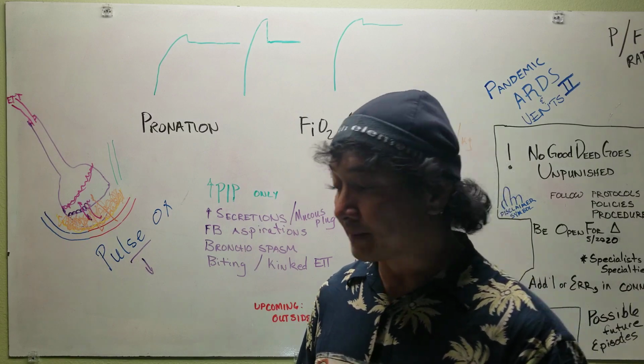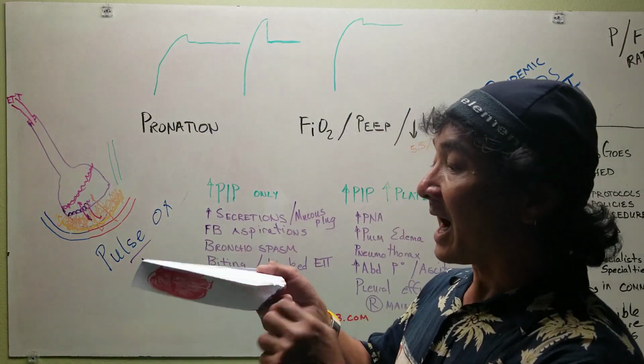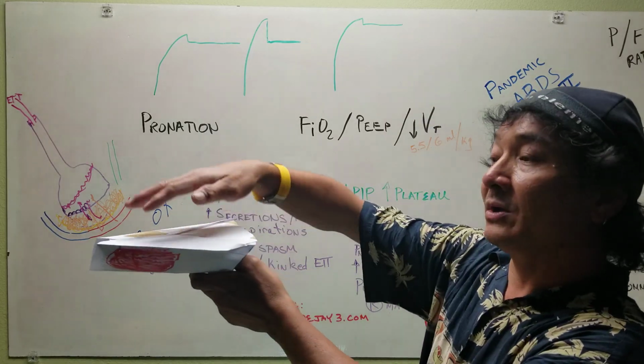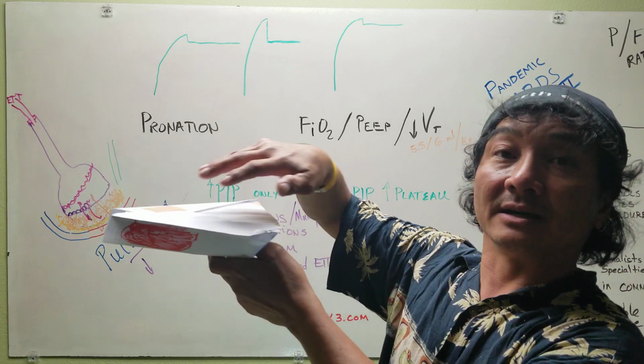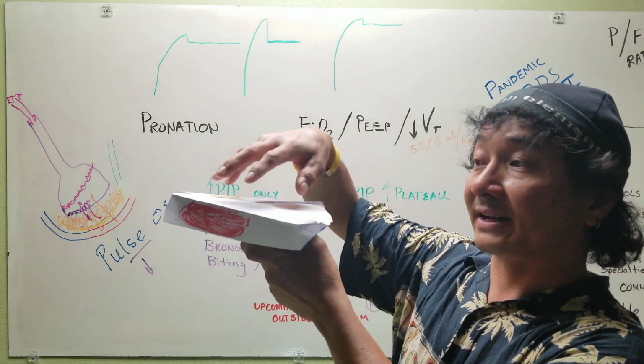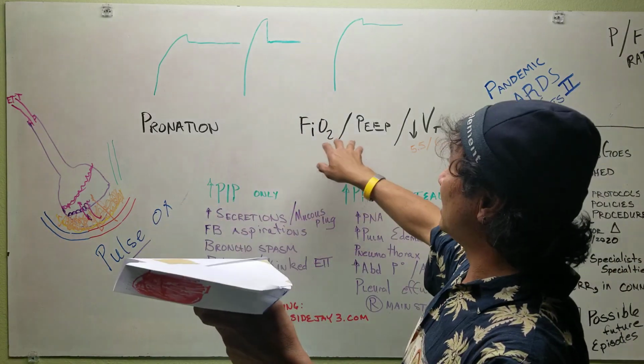But what's more important is that with my low tidal volume and high PEEP, I'm going to save the parts of the lung that are unaffected, and my pronation. This part of the lung is unaffected. That's the part I'm going to try to inflate with PEEP.